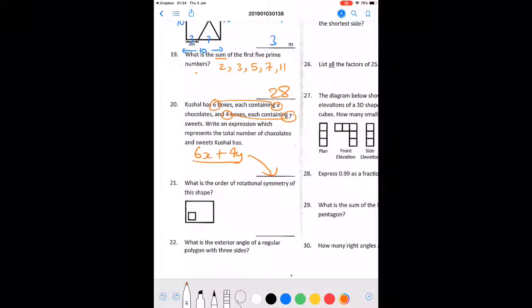What is the order of rotation symmetry of this shape? Well, this shape will only look like itself after 1 complete turn. So we said that order is only 1.